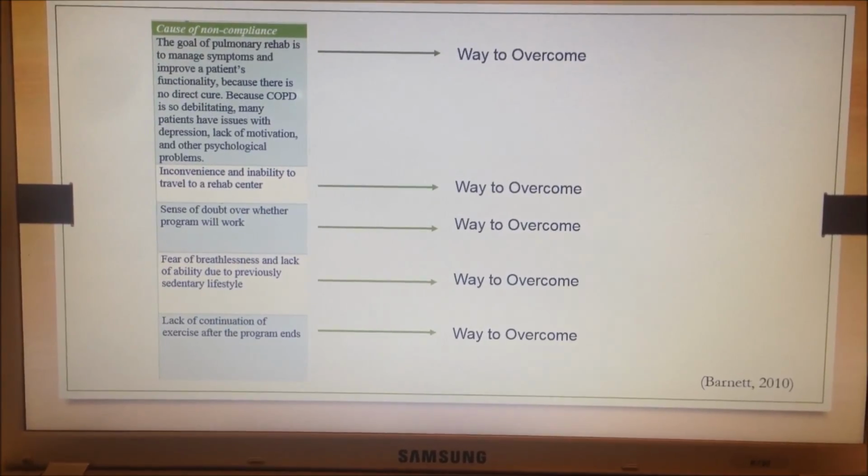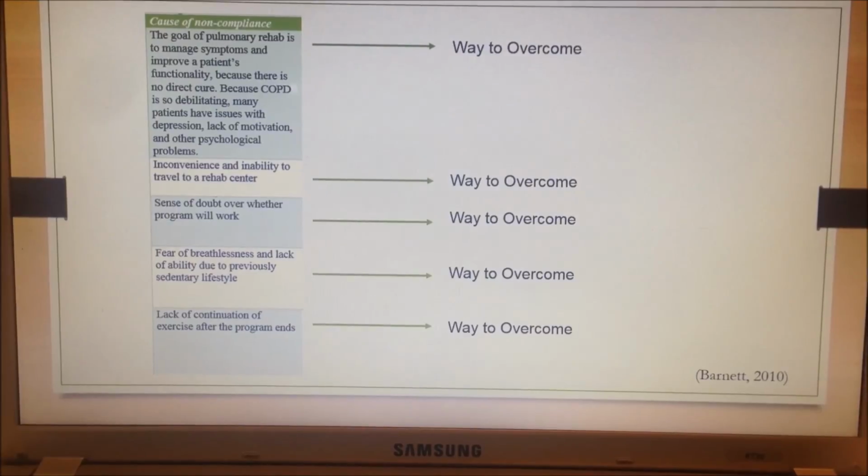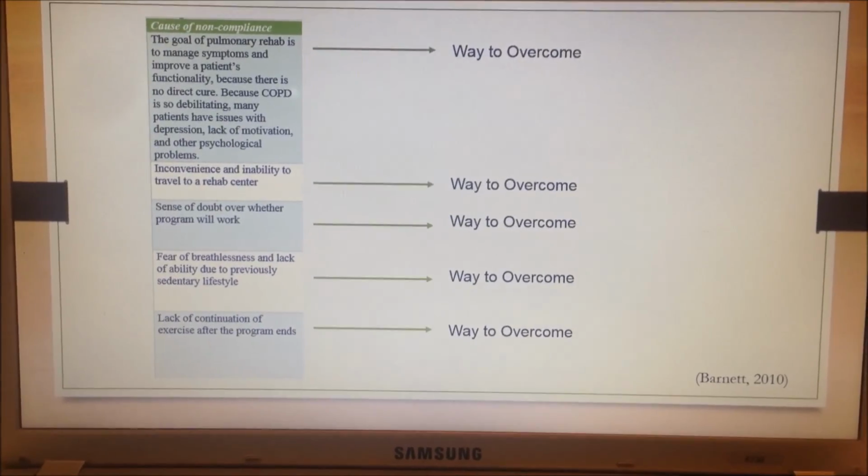Instruct patients to keep a log of their exercise and improvements. Group environments and detailed instructions will also encourage more adherence.